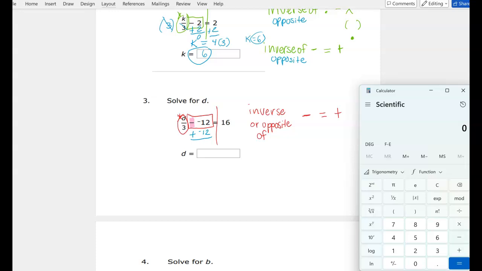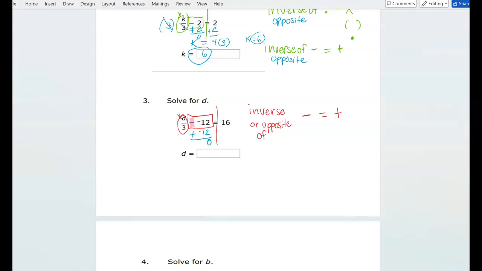So, what kind of 12? Negative. Add 12. What kind of 12? Negative. Equals 0. So we really should be getting 0 there. If we're not, something weird's going on.